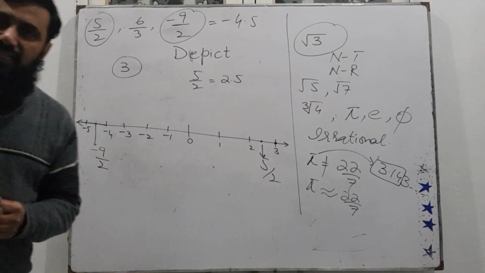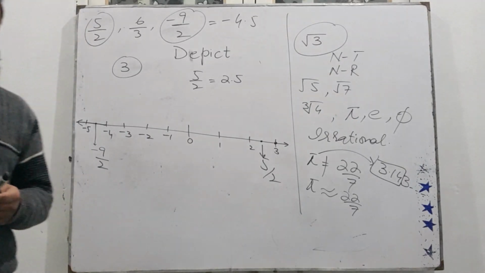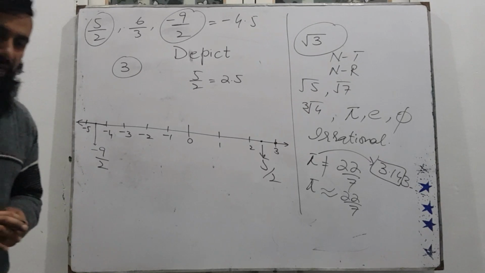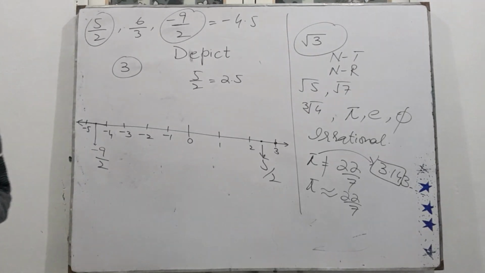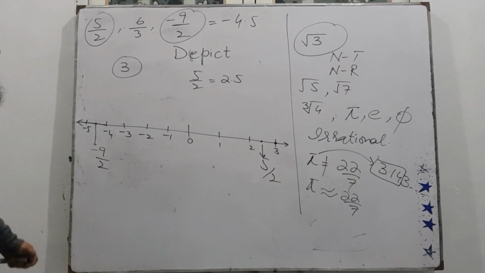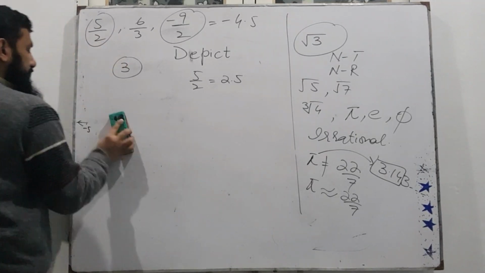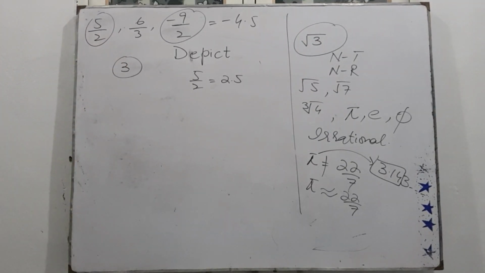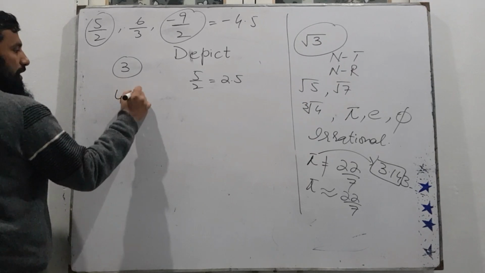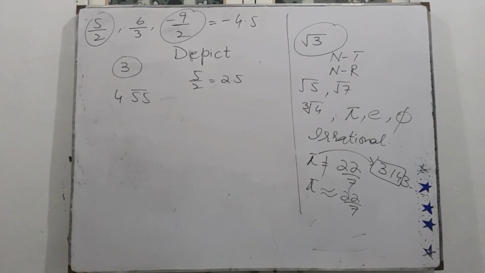The problem arises when there is a number which is a rational number but a recurring decimal. That is how we will represent a recurring decimal over that. For example, I have a number which is 4.55 recurring. How am I going to represent that number?